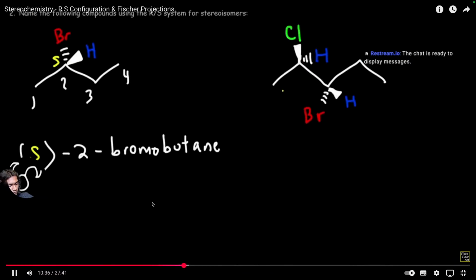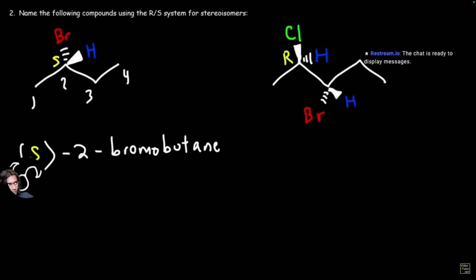So let's put R here. And now let's focus on the next chiral center. So bromine, hydrogen, carbon, carbon. Bromine's going to have the highest atomic number. So that's 1. H will be 4.